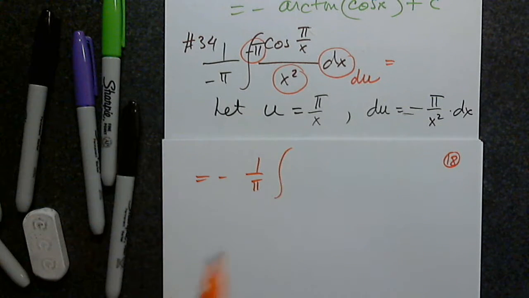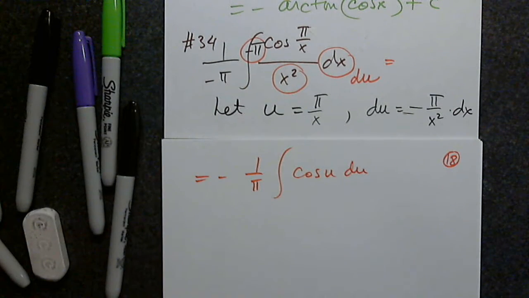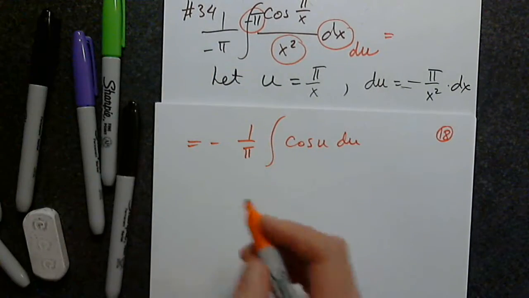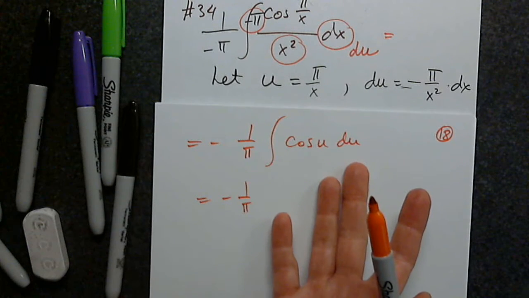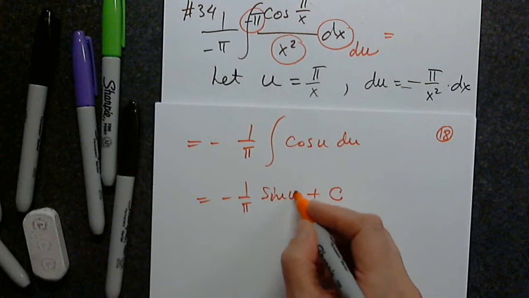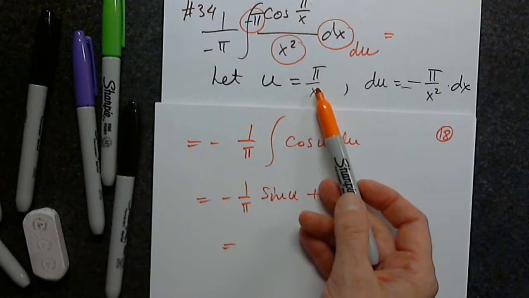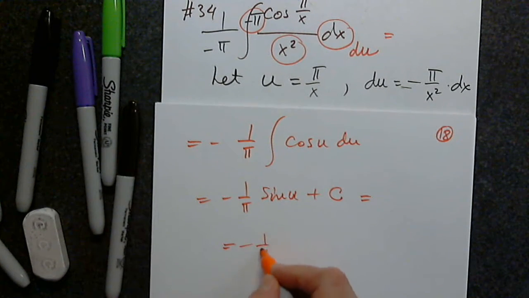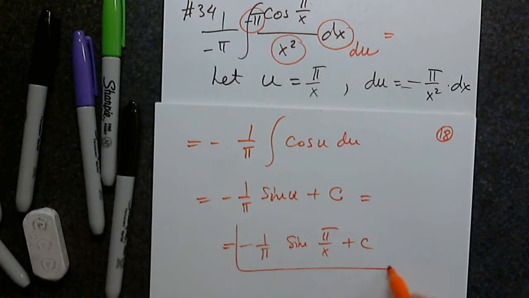And can anyone dictate the integral now? Nice, right? So the answer will be -1 over pi. Which function prime is cosine? Sine. Of course, plus a constant c because it's an indefinite integral. And we have to finish with replacing u by pi over x. So -1 over pi sine pi over x plus a constant c.